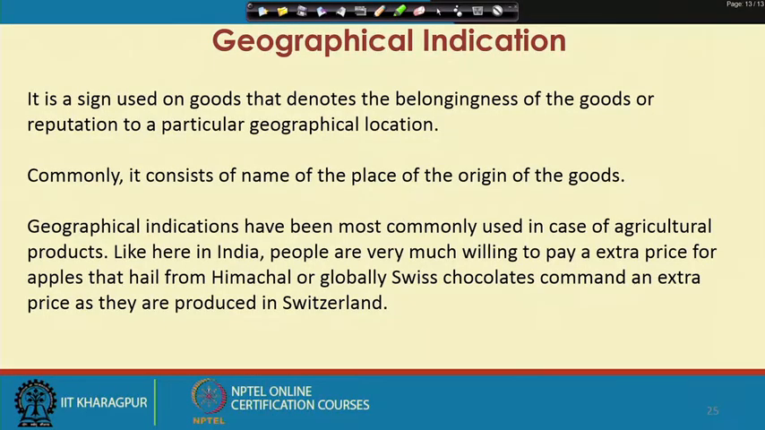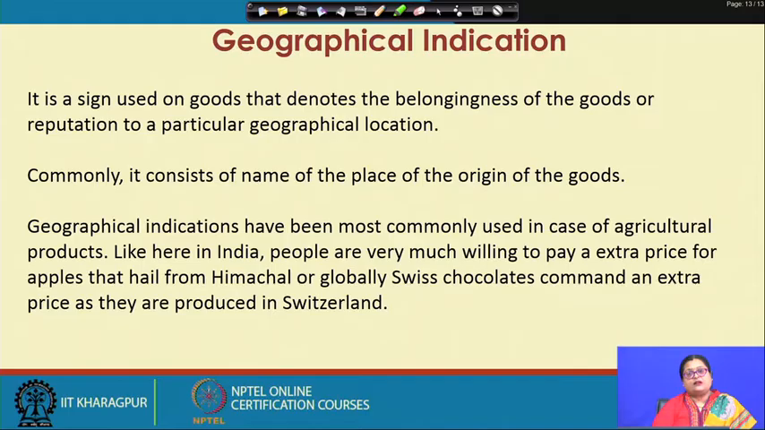Now, we may wonder why geographical indications need to be protected. It may so happen, especially in the case of agricultural products, that certain things are only grown somewhere and get their value due to that. So, for that it is important to protect geographical indications. Now, let us understand what it is.